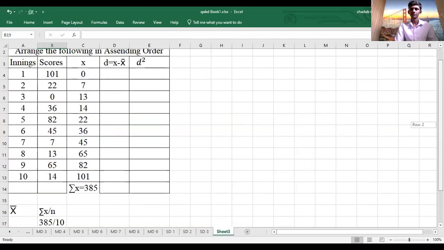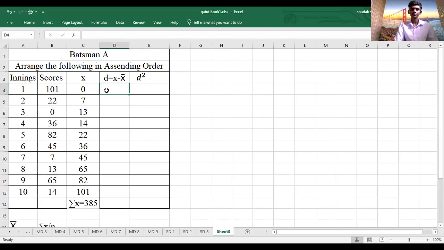Take this 38.5 and subtract it from each value. 0 minus 38.5 is minus 38.5. 7 minus 38.5 is minus 31.5. Do the same procedure till the 10th inning. If you do all of this, you will get minus 25.5, minus 24.5, 22 minus 38.5 is minus 16.5, 45 minus 38.5 is 6.5, till 101 minus 38.5, which is 62.5.